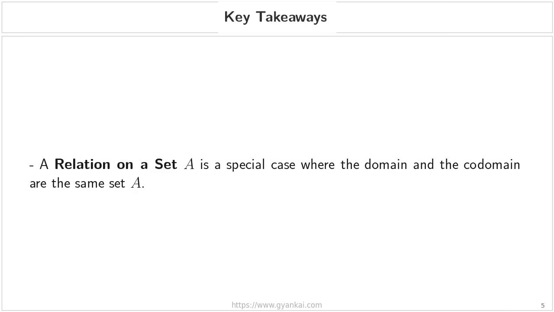Key takeaways. First, it is important to remember that a relation on a set A is essentially a special case of what we studied previously. Unlike when we looked at relations from set A to a different set B, here, the domain and the codomain are exactly the same set. This means the starting point and the ending point of our relationship are one and the same.